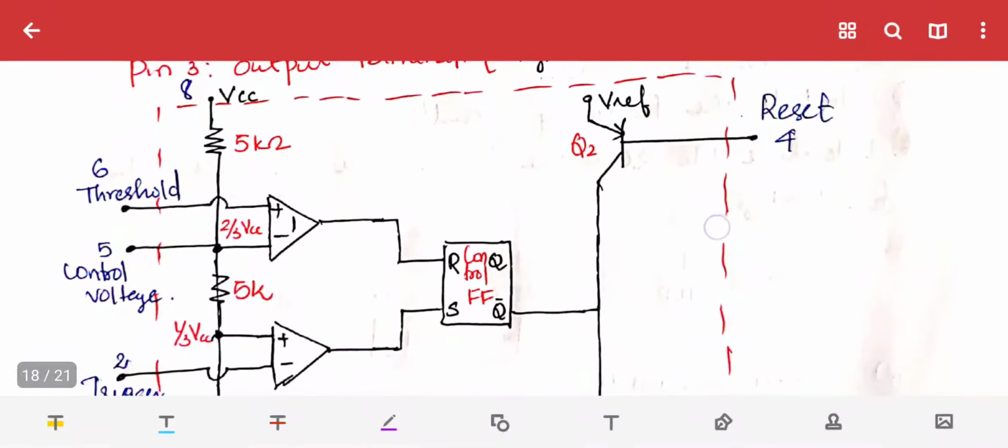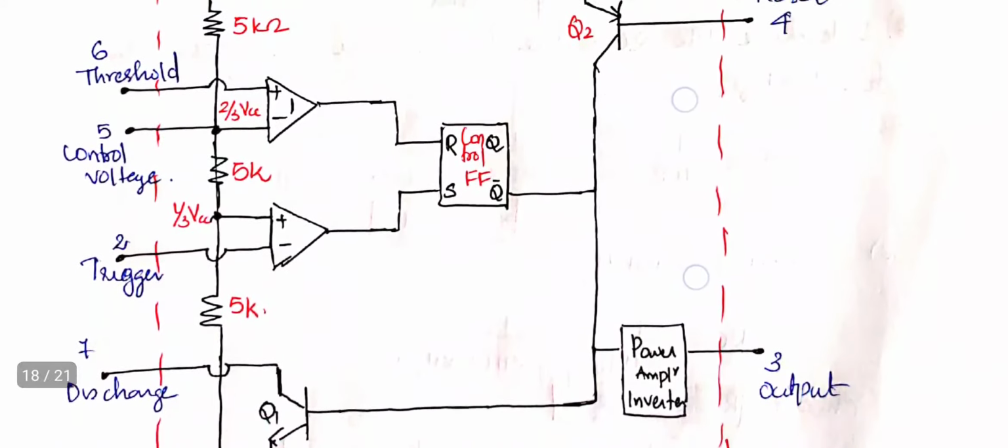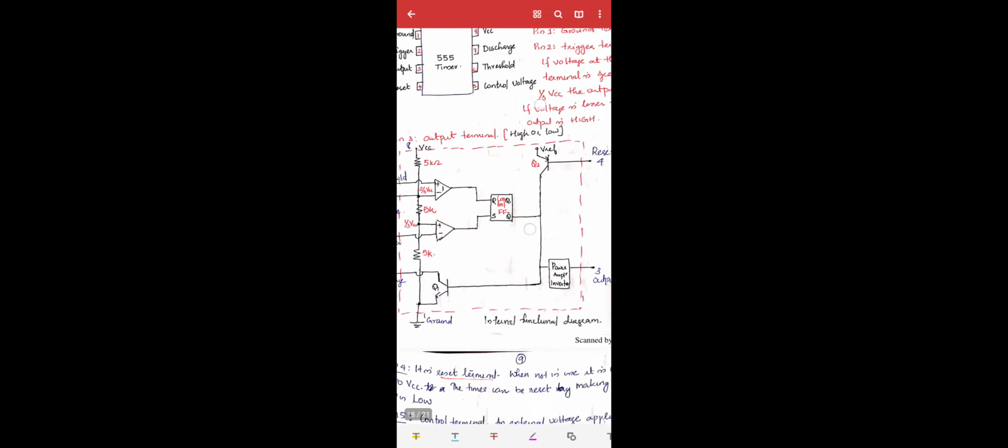So this figure shows the internal details of the 555 timer IC. One second. So you can see here, this is the internal diagram of the 555 timer. Here pin number 8 I already explained. Pin number 8 is VCC, pin number 1 is ground. And pin number 2, you can see here, pin number 2 is this one, that is trigger.